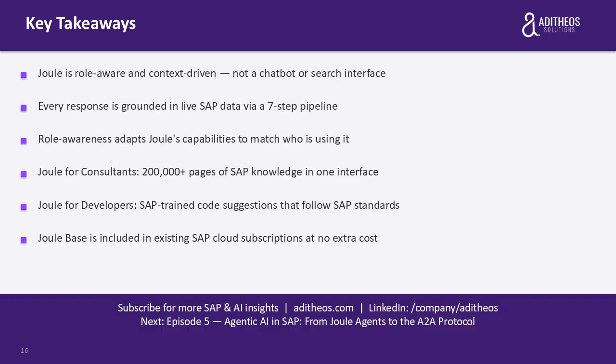Joule is role-aware and context-driven, not a chatbot or search interface. Every response is grounded in live SAP data retrieved through a 7-step orchestration pipeline. Role awareness means Joule adapts its capabilities and data access to match who is using it. Joule for Consultants provides instant access to 200,000 plus pages of SAP knowledge. Joule for Developers is trained on SAP-specific code, generating suggestions that actually follow SAP standards, and Joule Base is included in existing SAP cloud subscriptions at no additional cost.